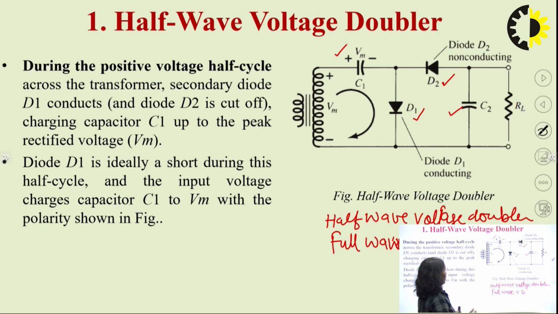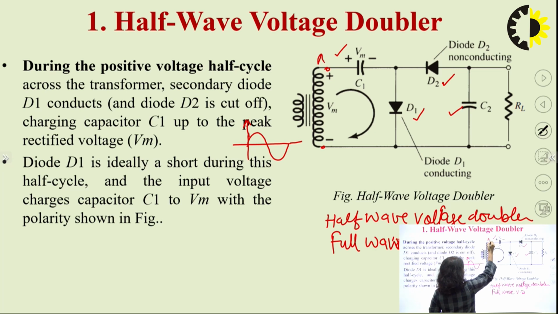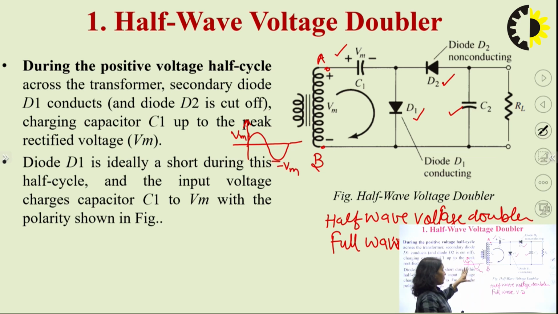In this circuit, we give the input signal which is available at the secondary winding of the transformer. Suppose this is the input available between terminals A and B, and the peak value is Vm and this is minus Vm. So, the peak-to-peak value is twice Vm. During the first half cycle, terminal A will be at positive potential and terminal B at negative potential, because initially we assume that all the capacitors are fully discharged.